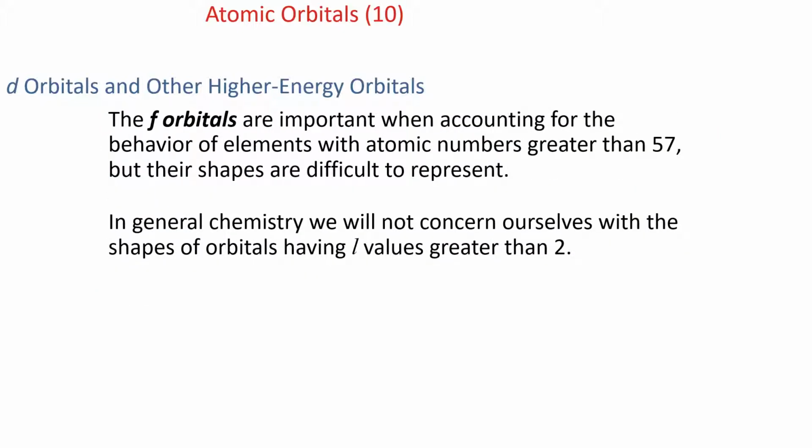F orbitals, I'm not even going to bother drawing. They're in the inner transitional section. It's those elements that are the inner transitional elements that have the F orbitals. And we're not going to worry too much about the shape of it. And, you know, the L values, we know they're greater than 2. Anything that has an atomic number greater than 57 will account for F orbital behavior.